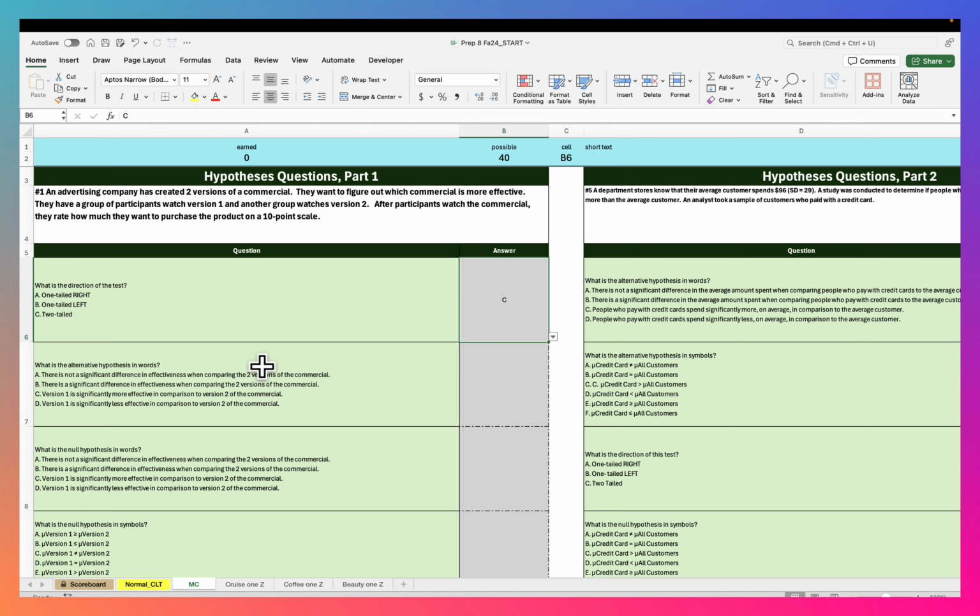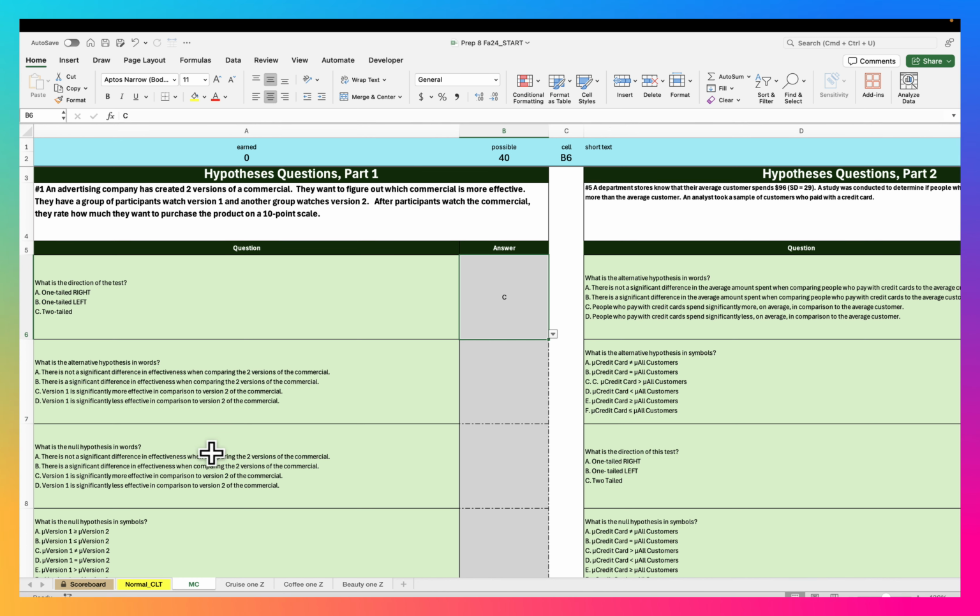Well, actually it's easier to do the null hypothesis first. I'm going to skip down to that. Here's the null hypothesis in words, which is that there is not a significant difference in effectiveness when comparing the two versions of the commercial. So the null hypothesis will always be the one that says no significant difference. Then the alternative hypothesis is, well, yeah, there is a significant difference, so that's going to be answer B.